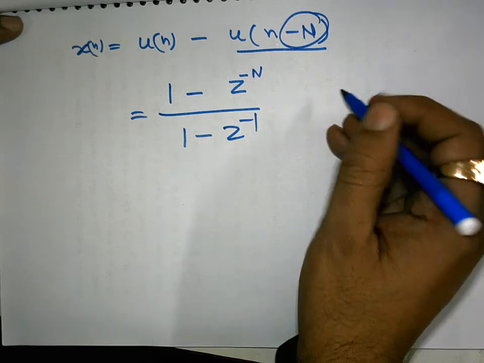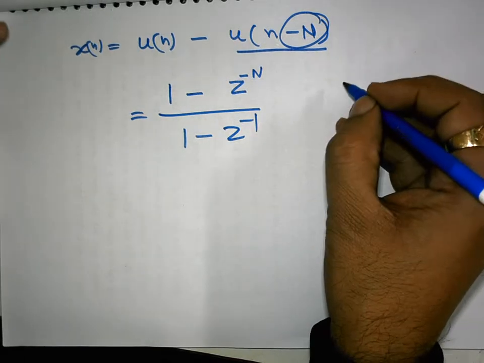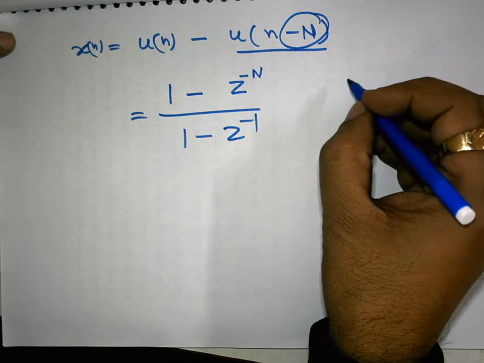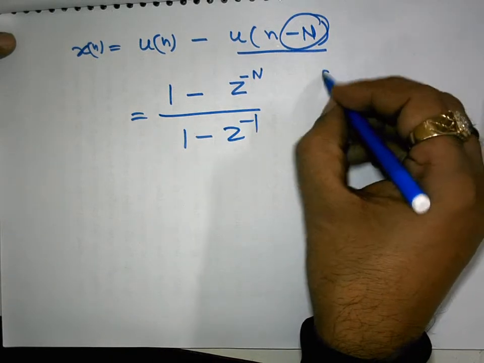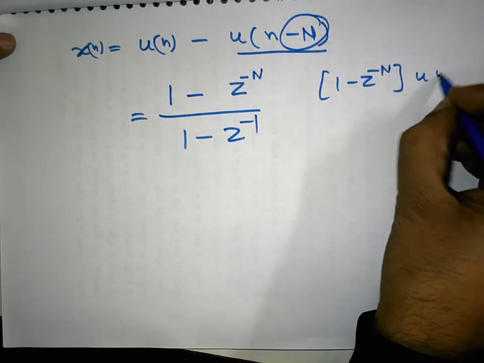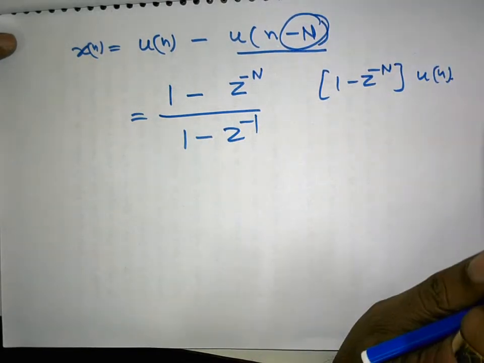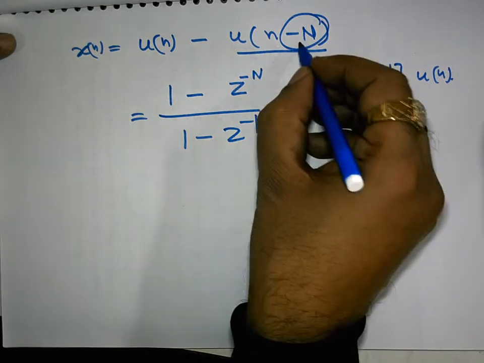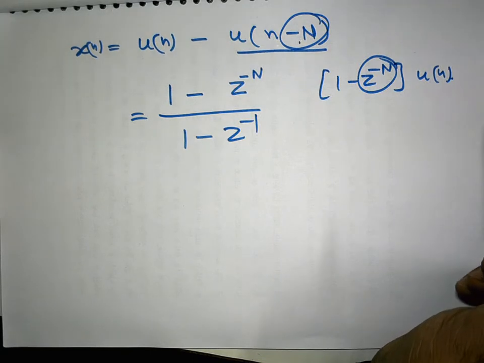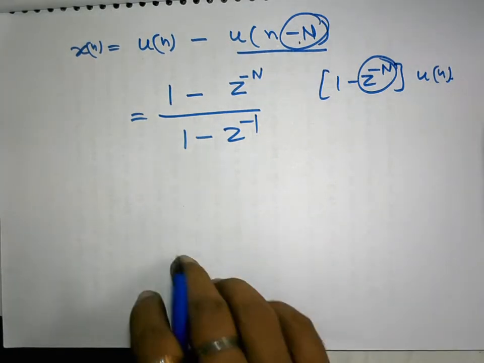This can be written as one minus z to the power minus n, and you can take u(n) common now. Because this shift will result in the multiplication of the z to the power minus n term.